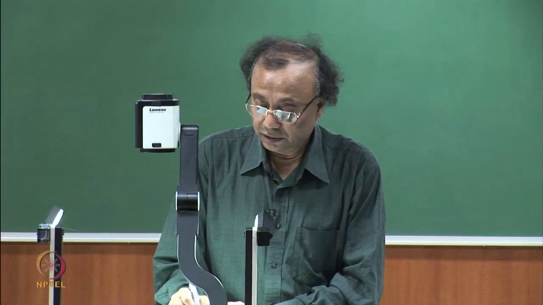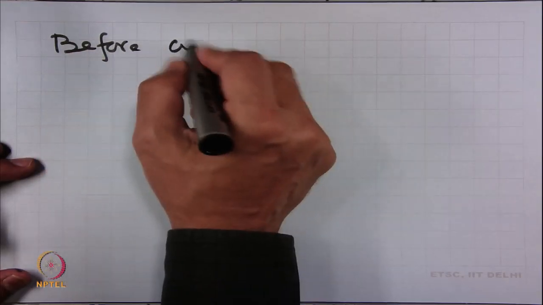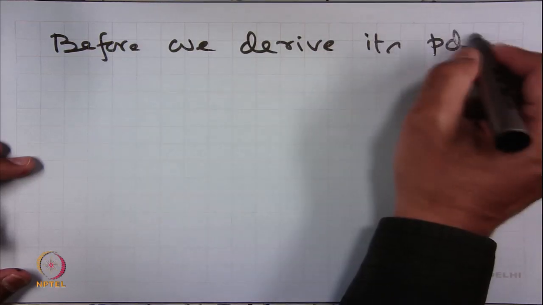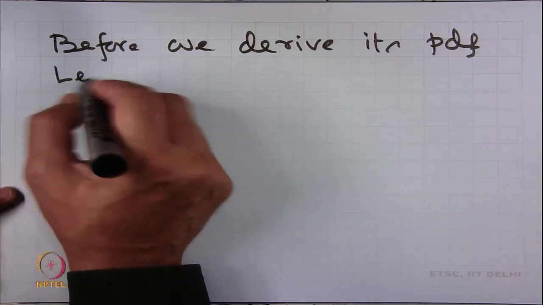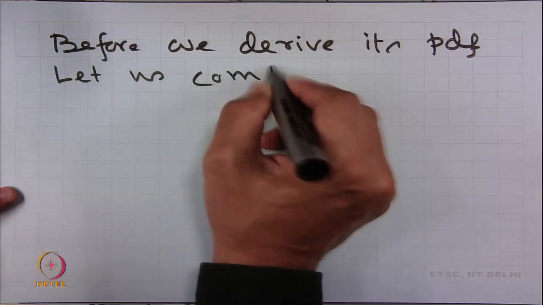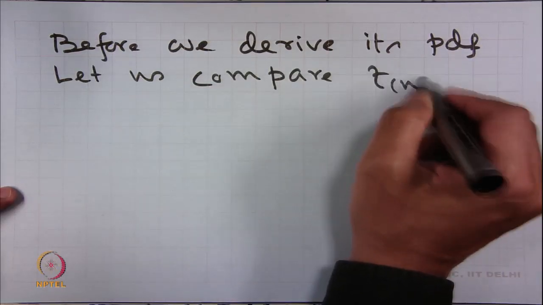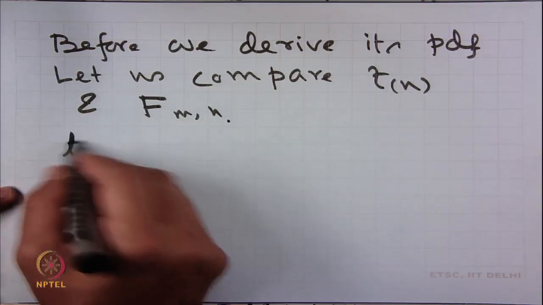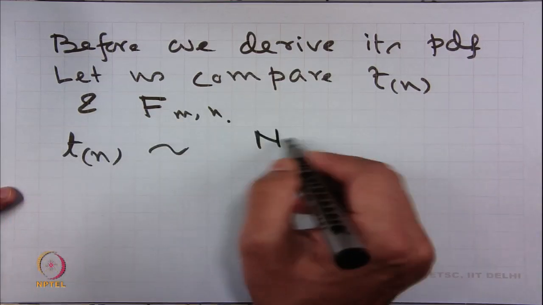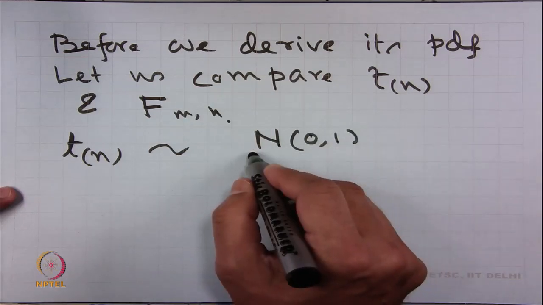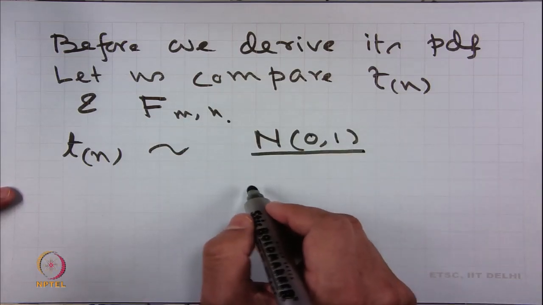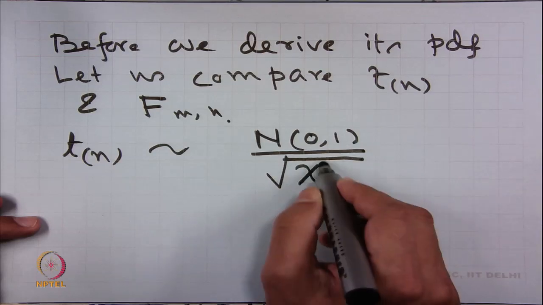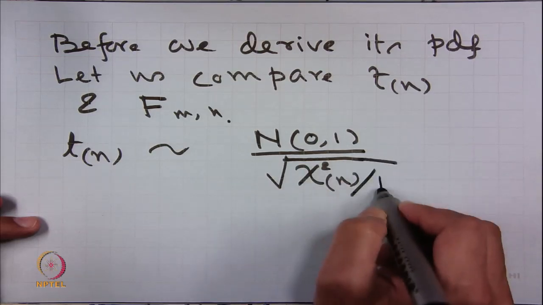Before I go further, let us compare T n and F. T n is defined as normal 0 1 divided by root over chi-square n by n.